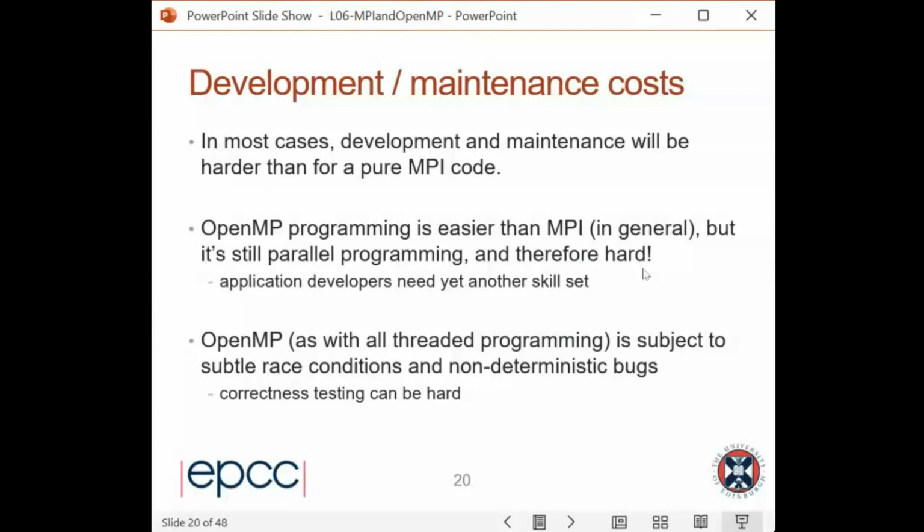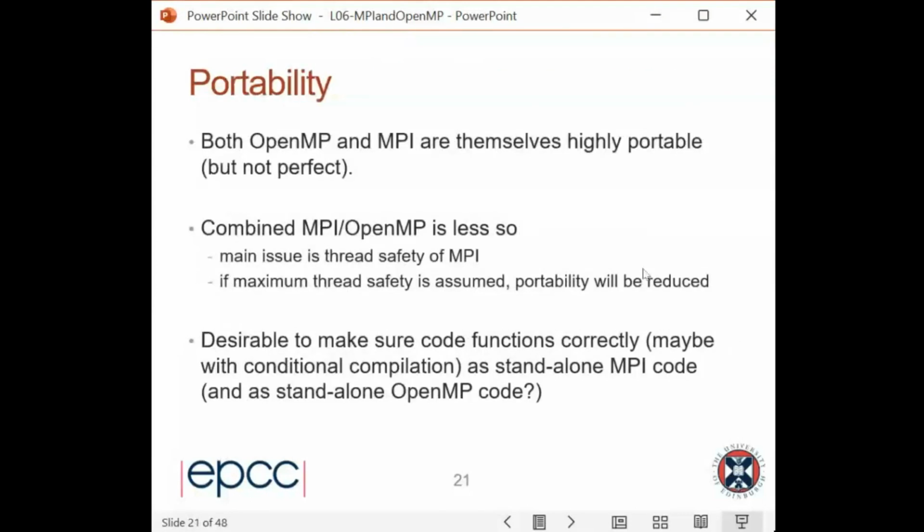Although OpenMP programming is probably easier than MPI, it's still parallel programming. And to maintain this program, you need programmers who can do both MPI plus OpenMP. OpenMP is subject to subtle race conditions and non-deterministic bugs because you can read and write to the same data. You can get different answers depending on who gets there first. So correctness testing can be hard.